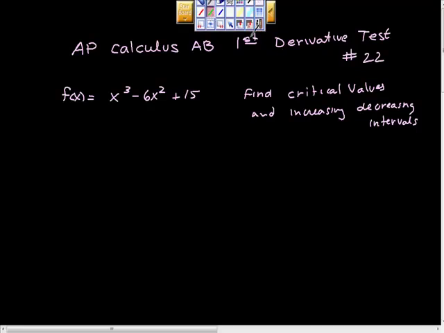AP Calculus AB, first derivative test number 22. So we're given this function, f of x is x cubed minus 6x squared plus 15. We're asked to find the critical values and find the increasing and decreasing intervals.